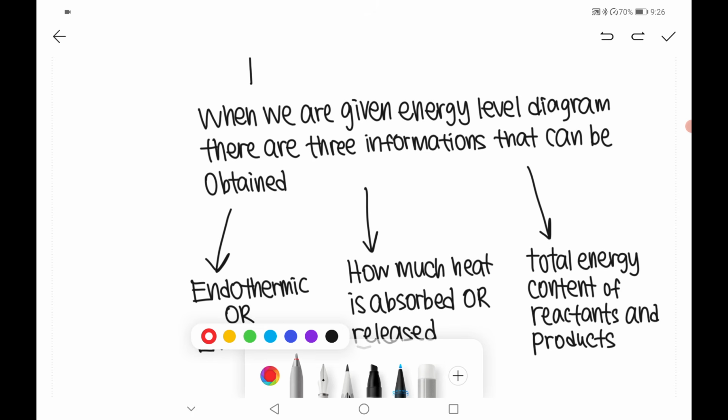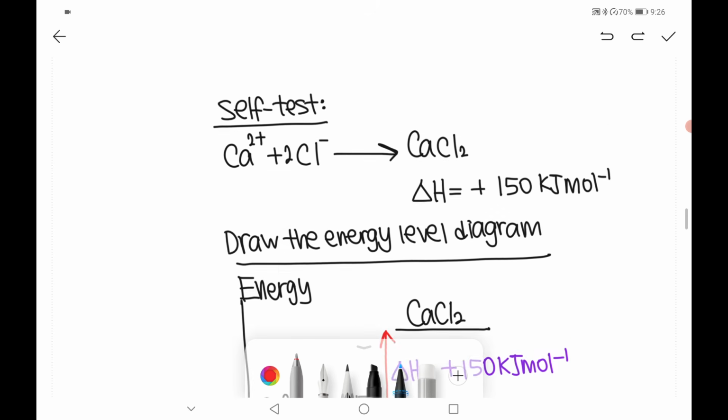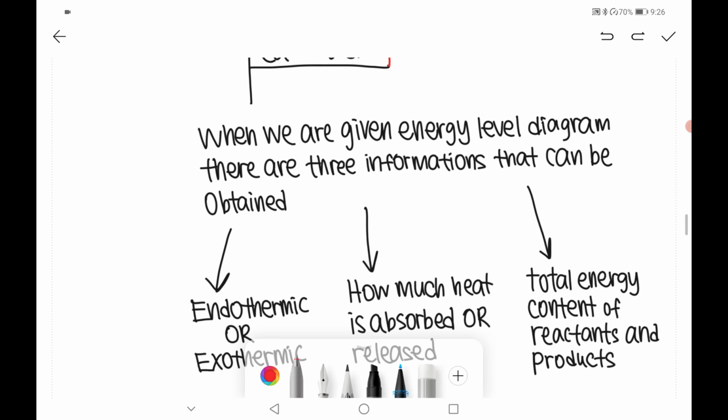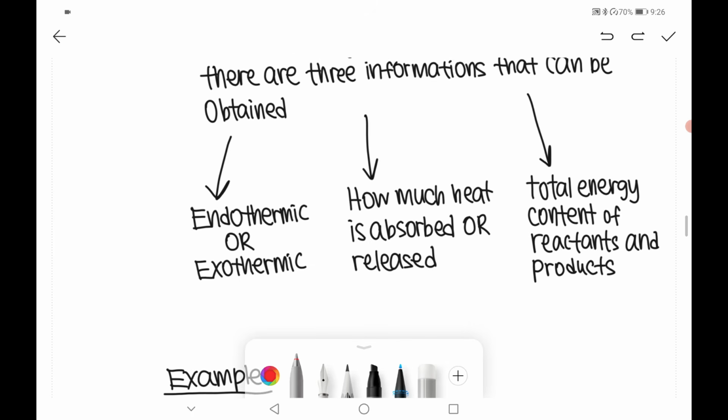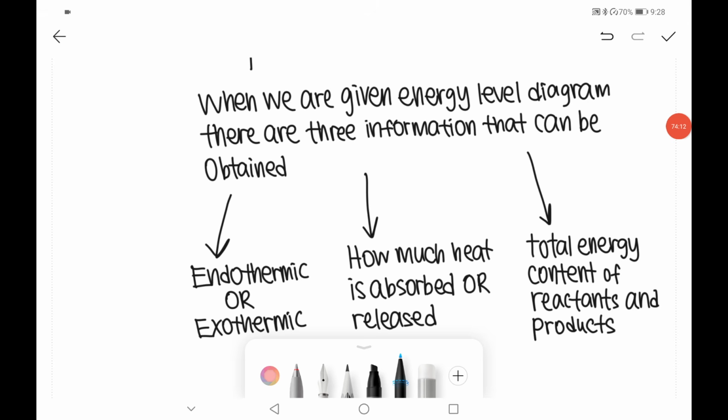When we are given an energy level diagram, what if now we already have the energy level diagram? There are 3 pieces of information that can be obtained. We can always get 3 important pieces of information from the energy level diagram. So what are the 3 pieces of information that we can get?